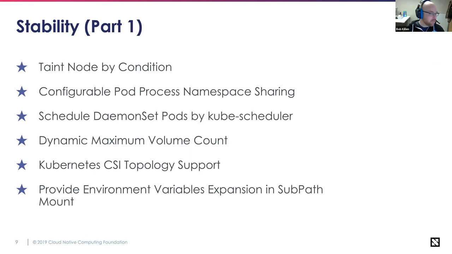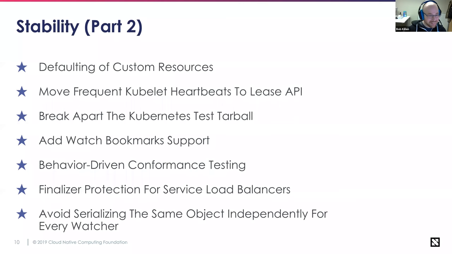So of the 22, 14 went to stable. We'll dive right in and cover two of them here in a sec. But for a quick rundown, the ones that were promoted were taint node by the condition, configurable pod process namespace sharing, scheduled daemon set pods by the kube scheduler, dynamic maximum volume count, Kubernetes CSI topology support, environment variable expansion subpath mount, defaulting of custom resources.